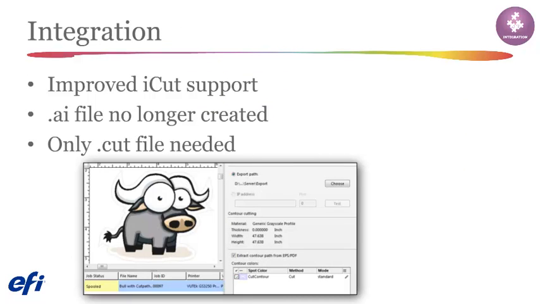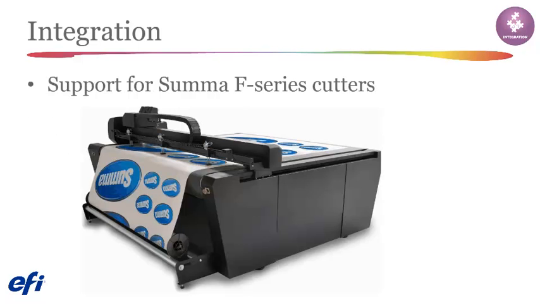You will find that iCut support has been improved in version 6.3. For iCut support for the iCut IPC front ends production center from ESCO, users will only need the .cut file and not the additional .ai file. Support has also been added for the Summa F-Series cutters.